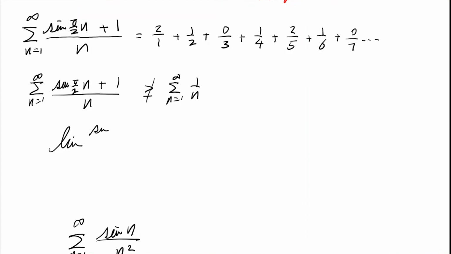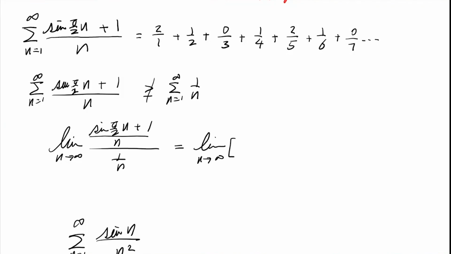So we have sine pi over 2n plus 1 over n, over 1 over n, correct? That is the same as the limit as n approaches infinity of sine pi over 2n plus 1. Good.